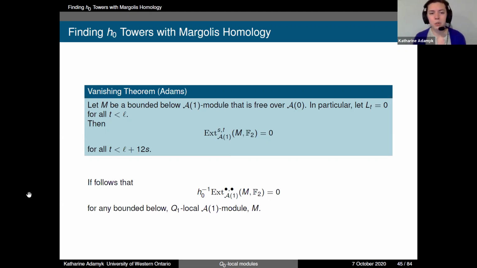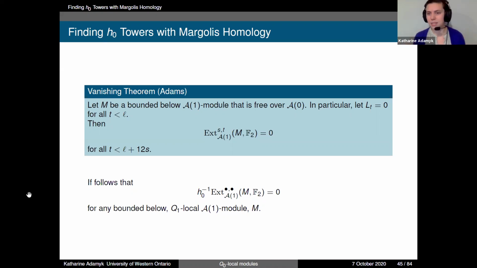Well, being Q1-local, it turns out, is the same as being free over A0. So we get this vanishing line. Any h0 tower would eventually peek up over that vanishing line because it has a slope that makes it less than vertical in the Adams grading. Okay, so again, Q1-local means the Q0 Margolis homology is 0.